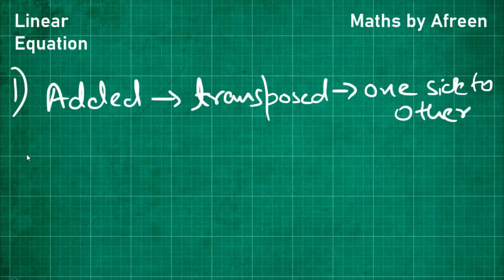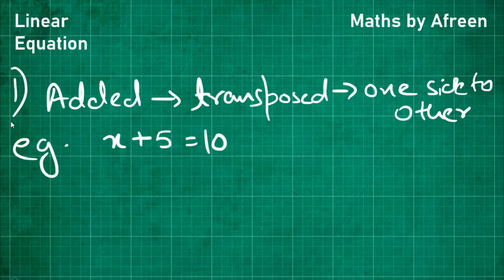For example, if I am taking x plus 5 equals to 10. So what we will do here, we will just transpose this 5 from the left hand side to the right hand side, and while transposing, always remember that you need to change the operator sign of the transposing term. x equals to 10 minus 5.